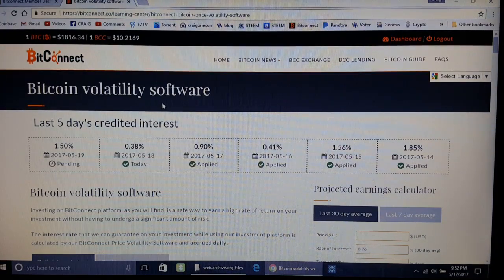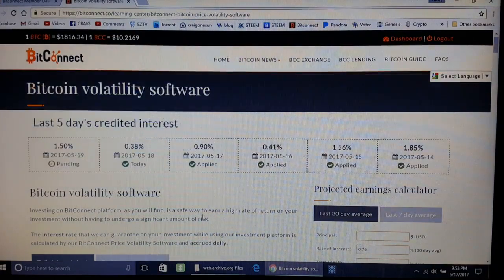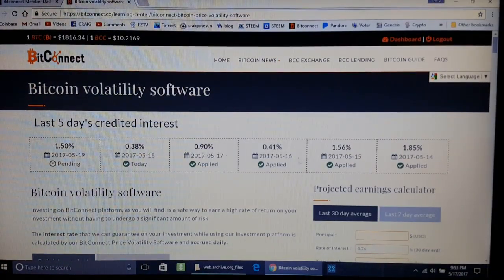Now, this bot trades on Bitcoin volatility. The more volatile Bitcoin is, the more the bot earns. So Bitcoin going up or down, the more it does it, the more the bot earns. Now, for the past couple of weeks, these rates have been really great. When I first started out, the rates weren't that great, but for the past couple of weeks it's been like, look, 1.85%, 1.5.